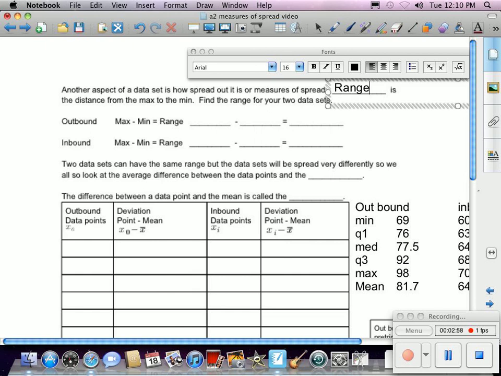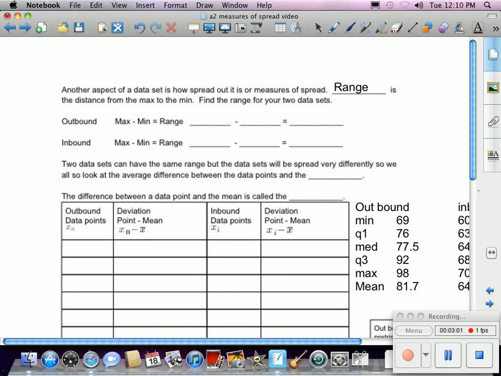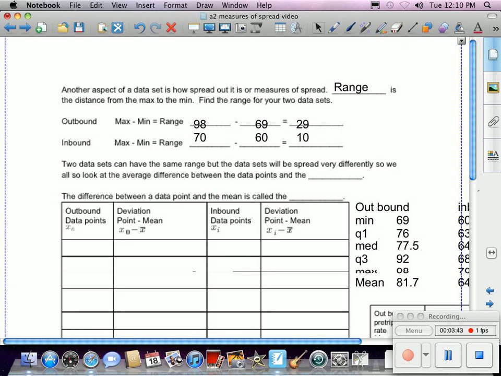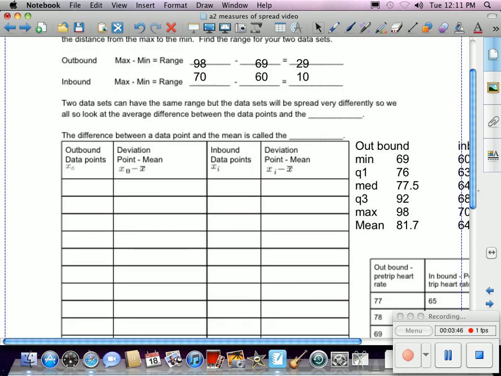So let's look at the outbound data. My min is 69. My max is 98. That gives me a range of 29. So you can see that's a pretty good range there. The next one, my max is 70, and my min is 60, which gives me only a difference of 10. So you can see that the range of one of them is almost 3 times as big as the range of the other.